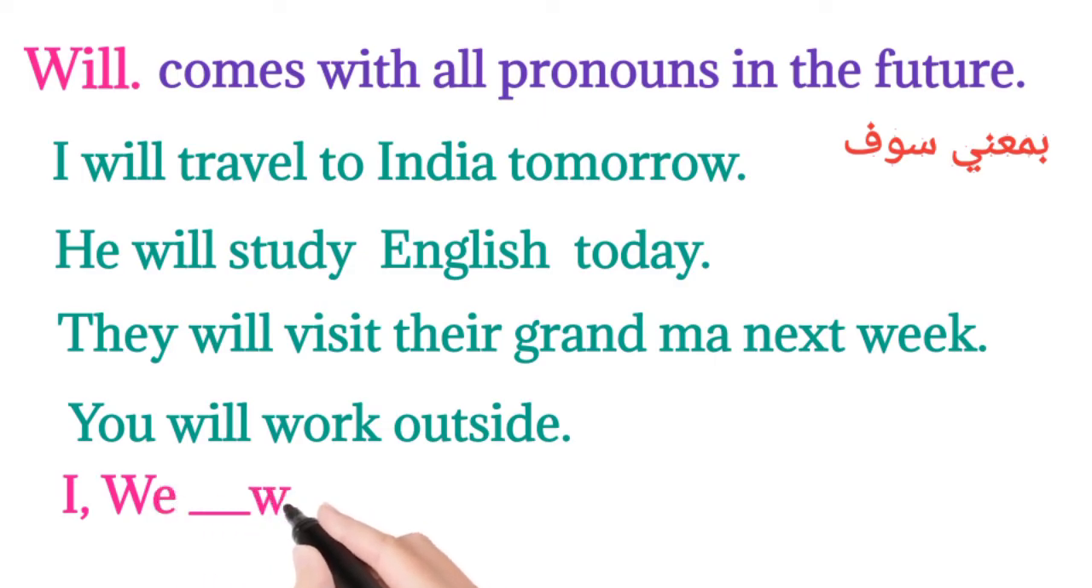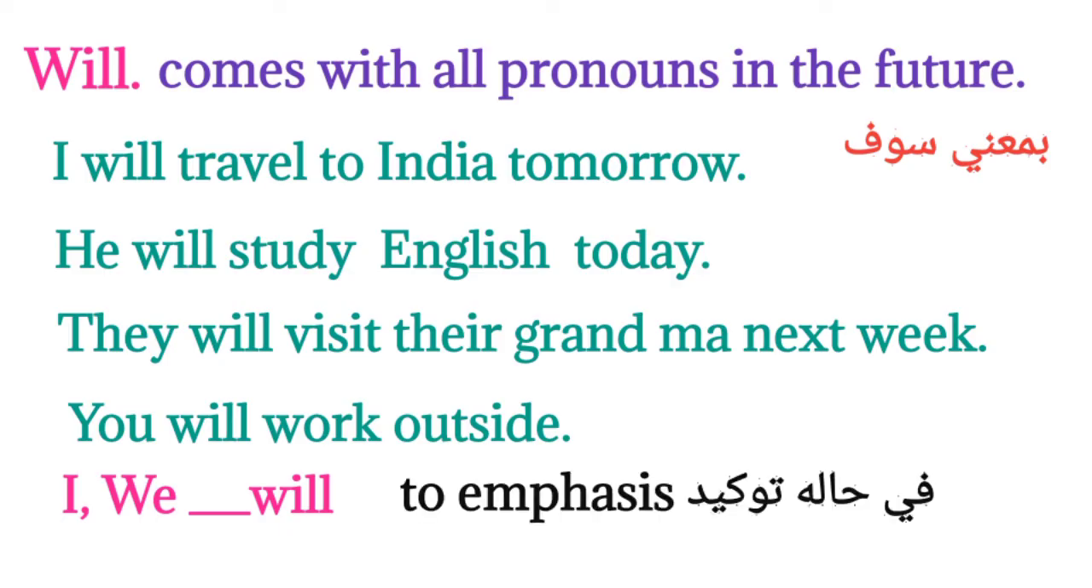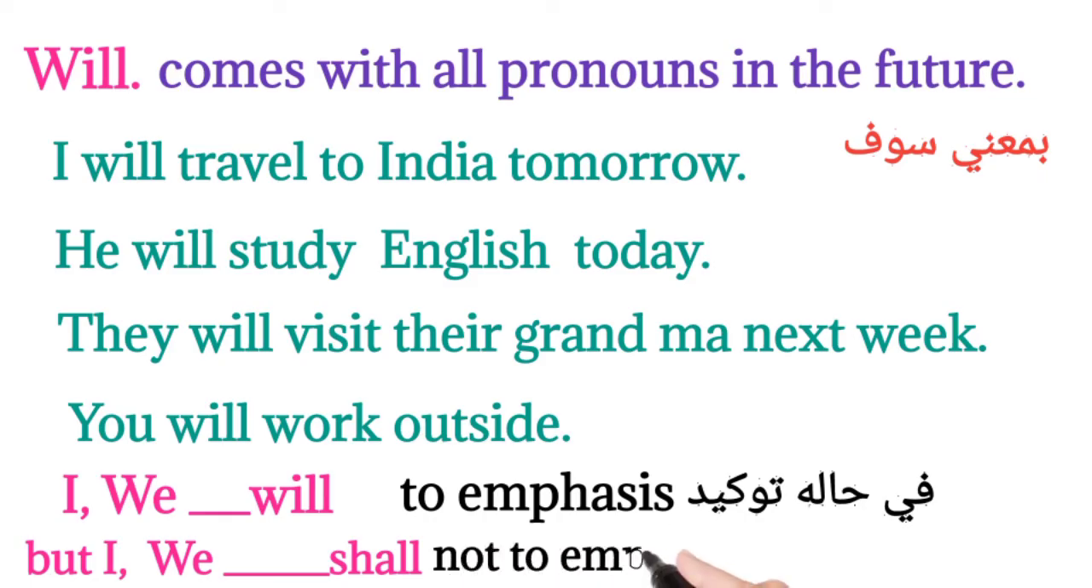I and we pronouns تأتي مع will كفعل مساعد to emphasize، في حالة التوكيد بأن هذا الحدث سوف يحدث. But I and we can come with word shall، ولكن not to emphasize، لعدم التأكيد حدوث الفعل أم لا.